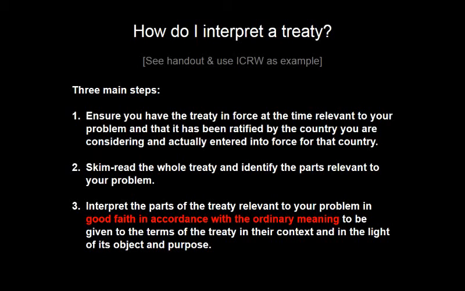There shall be taken into account, together with the context, A, any subsequent agreement between the parties regarding the interpretation of the treaty or the application of its provisions. So later agreements can be made. So in interpreting a treaty, you need to understand the treaty plus any later agreements, and that's why the websites are really useful.